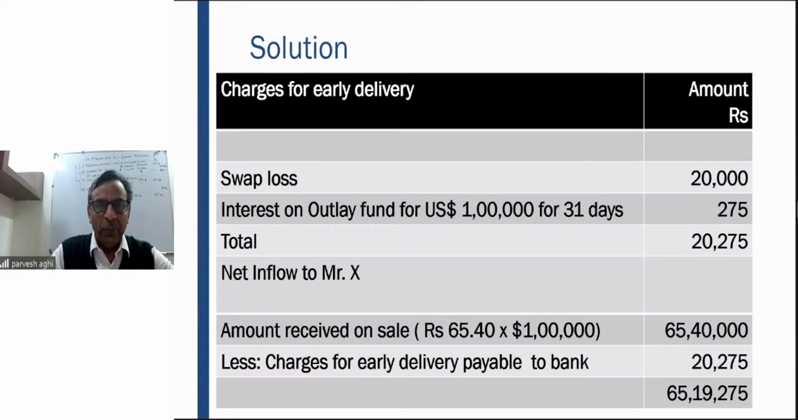So that means the customer is going to receive, because the agreed rate is 65.40 into 1 lakh, 65 lakh 40,000. But there will be some charges leviable by the bank, which will be 20,275, which is the swap loss plus the interest on outlay of funds. So altogether, the customer is going to get a credit of 65 lakh 19,275. So this completes the question.